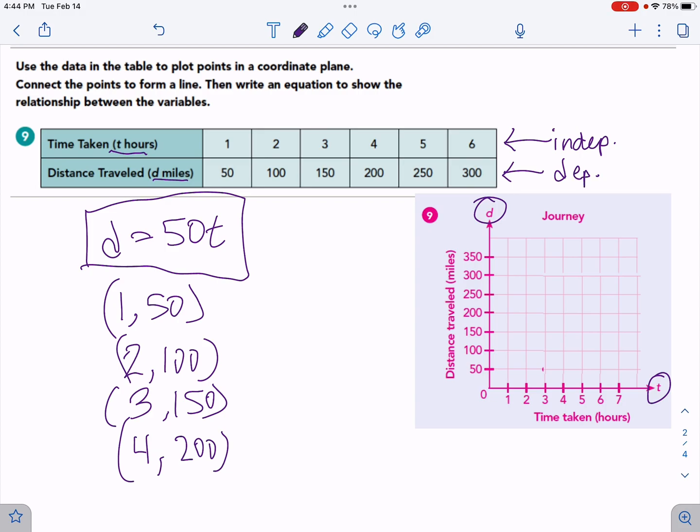Okay, good. Well, let's go ahead and plot them, and let's use these plot marks. So 1, 50, we go to 1 and then up to 50. So right there. In 2 hours, 2 times 50 is 100. And now we're at 3 hours. 3 times 50 is 150. 4 times 50, 200. 5 times 50, 250. And 6 times 50, 300. And so our plot marks look like that, and our linear line for this equation looks like that.